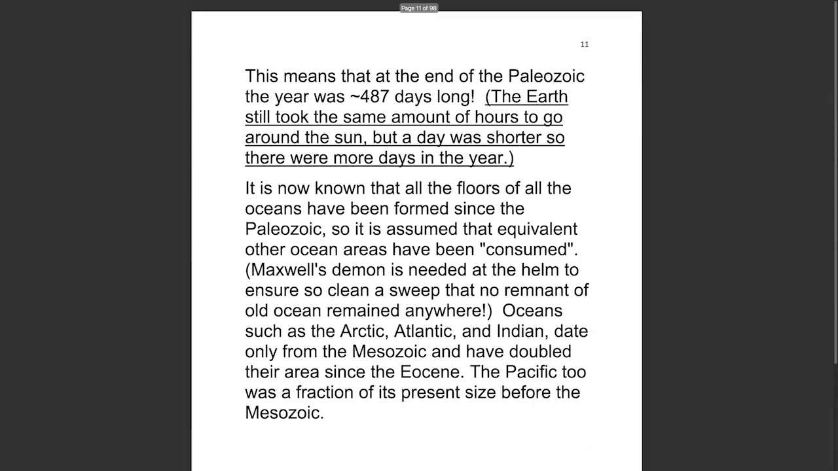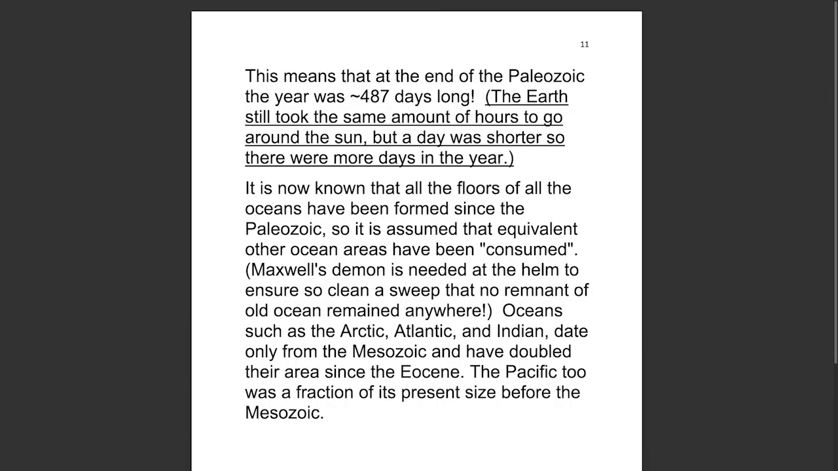This means that at the end of the Paleozoic, because the days are shorter, but our orbit around the sun takes the same amount of hours, the year was about 487 days long during the Paleozoic. It still took the same amount of hours to go around the sun, but because the day's shorter, you have more days in a year.